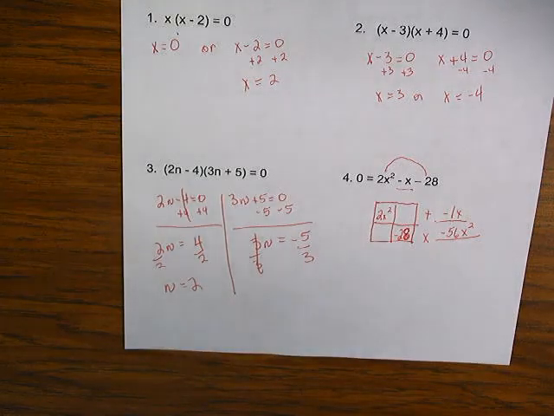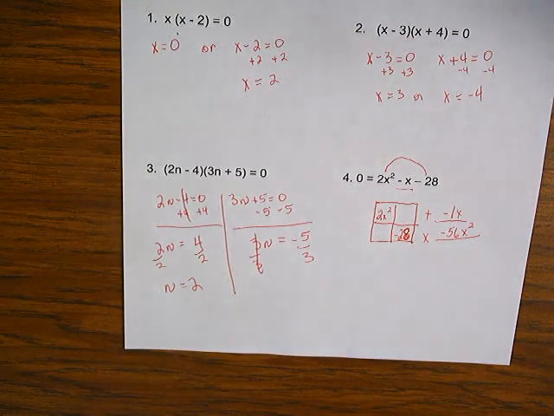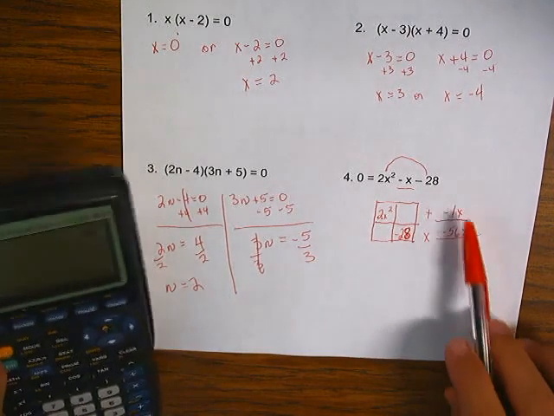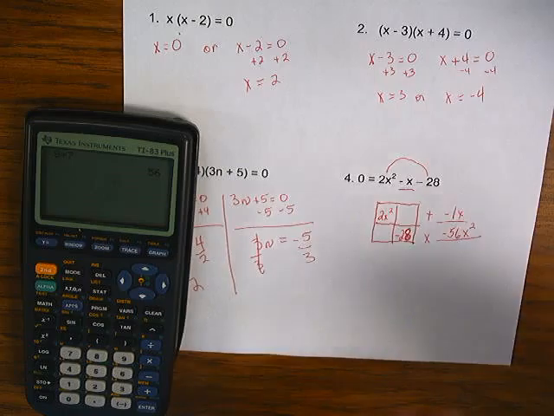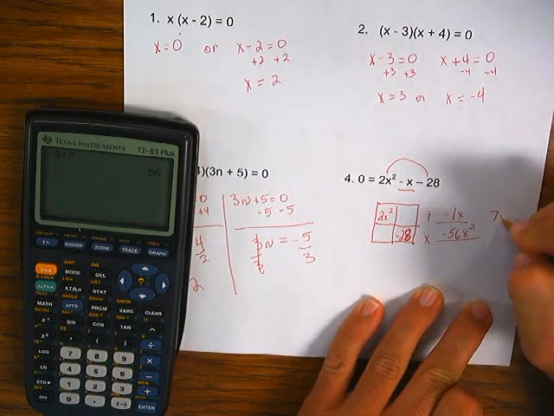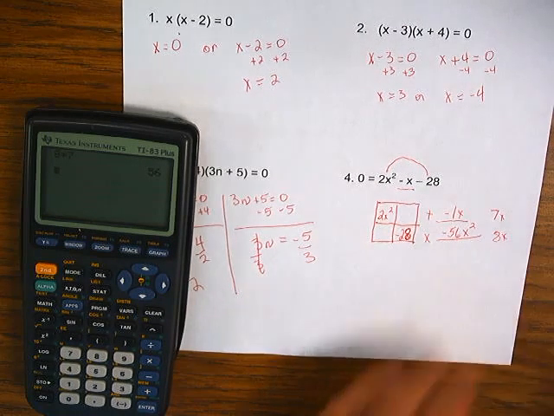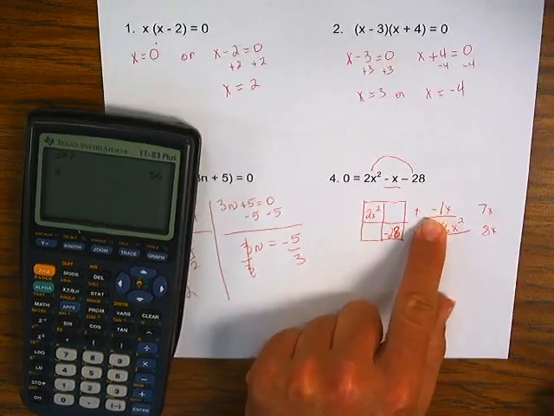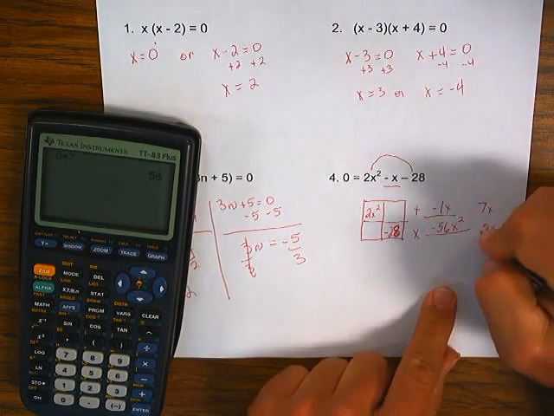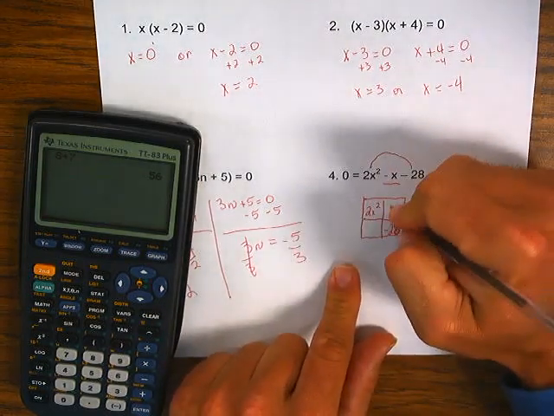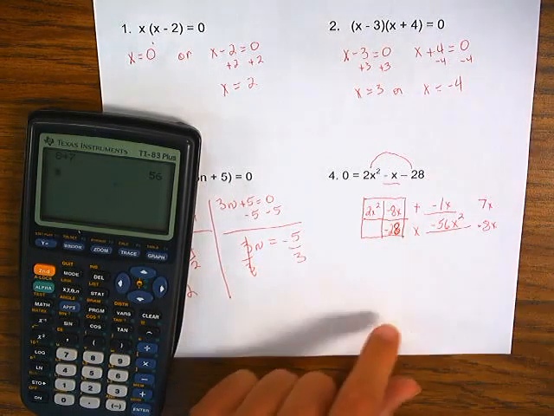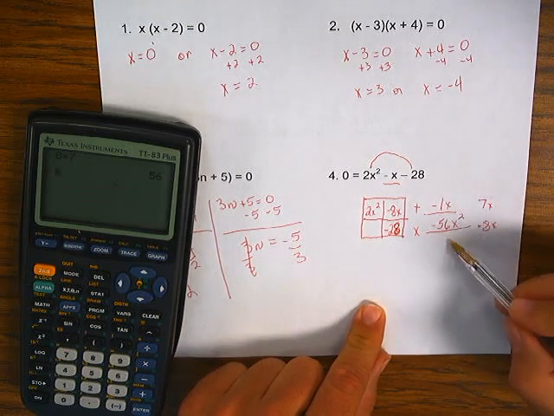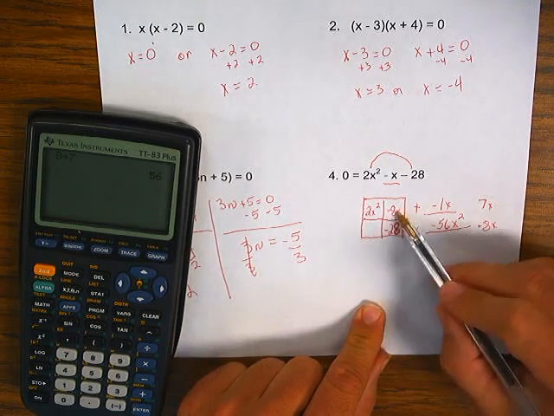8 times 7 equals 56. Now one of them has to be negative. So we have 7x and 8x. Which one do I need to make negative to equal negative 1? Negative 8. Okay, so those go in these two boxes. We have to find out what goes in these two boxes.